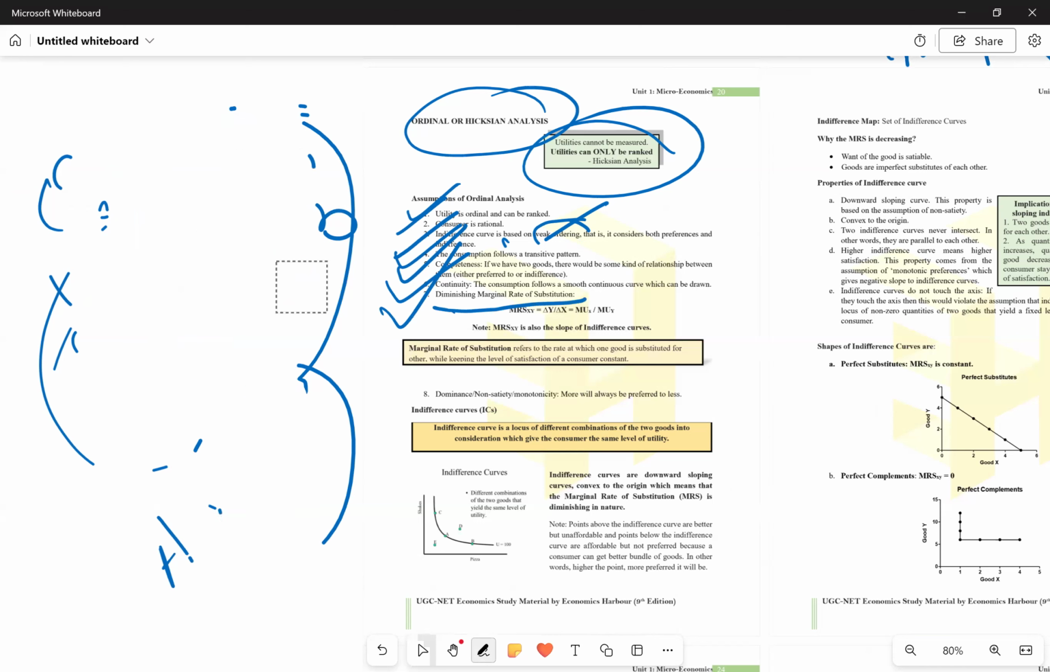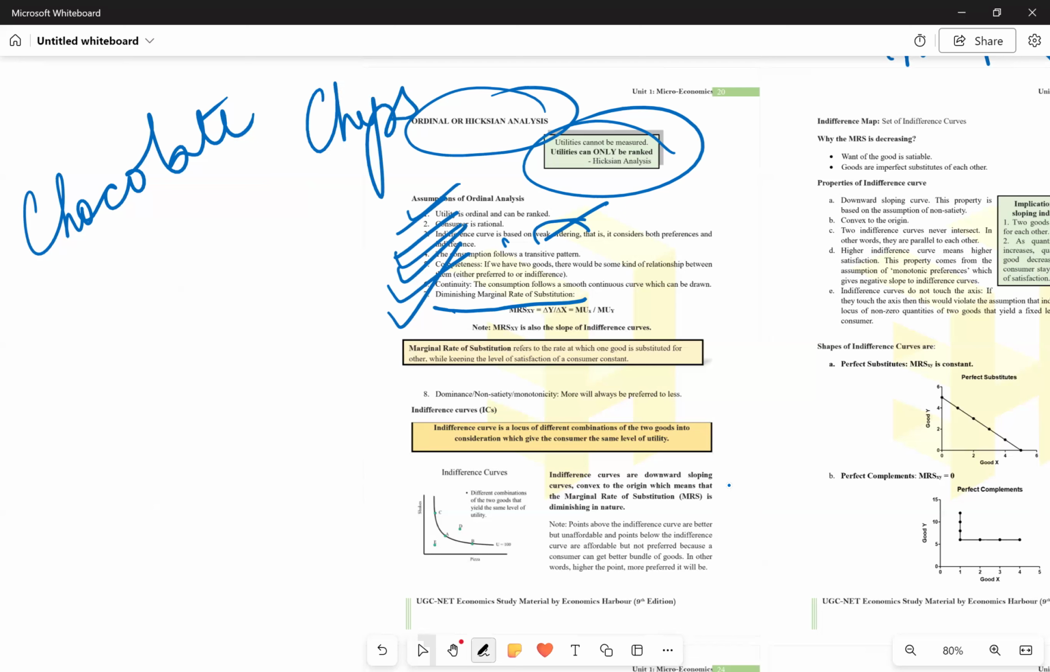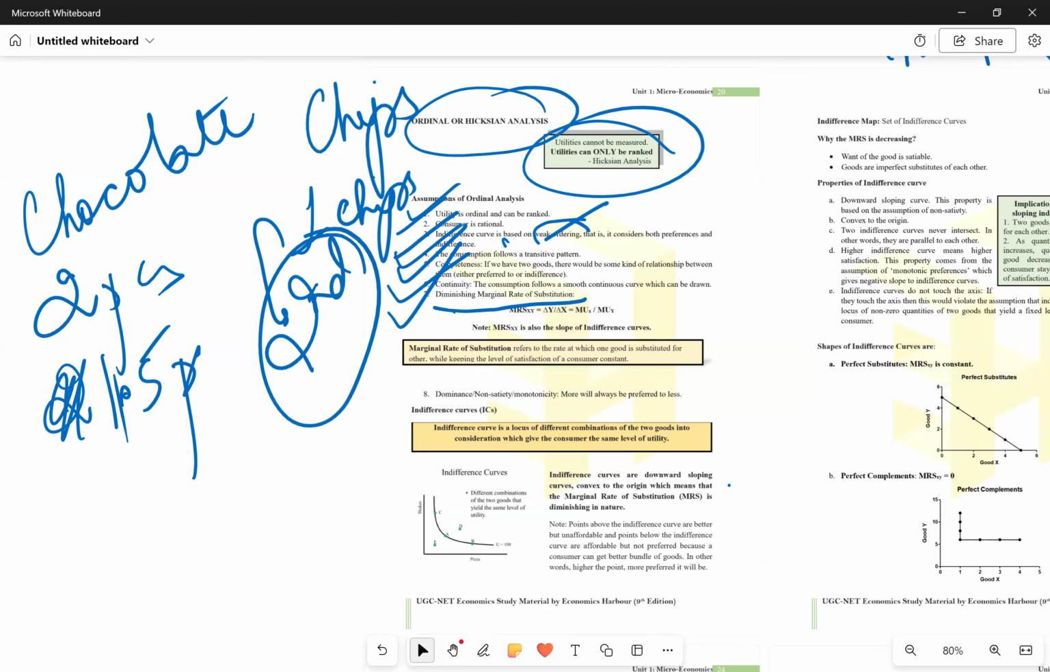So, for example, you have two options, having a chocolate and having chips. You can give up, say, 2 pieces of chocolate for 1 additional unit of chips, right? But for the second unit of chips, probably you are willing to sacrifice just 1.5 pieces of chocolate, because the second unit of chips would give you lesser utility, and as a result, you will be willing to sacrifice a lesser amount of the other commodity for it.